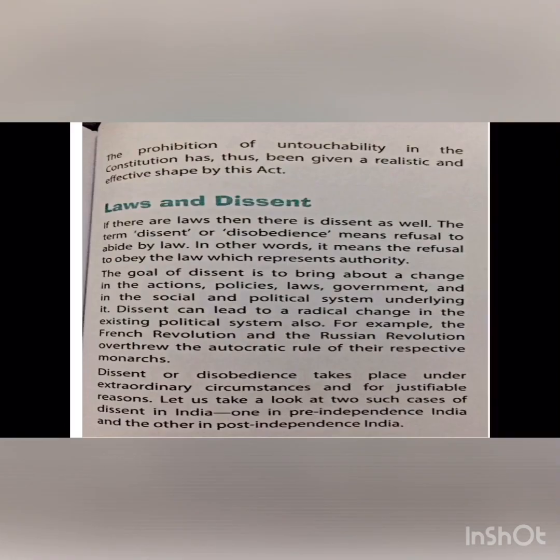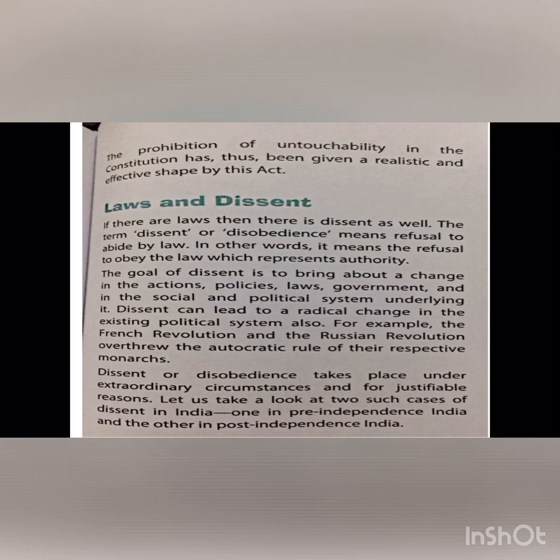Okay, now the second thing we'll discuss is laws and dissent. Dissent means when you disobey something, when you see that something needs a change, whether in a political way or a social way. Some laws are not good for society, and something has to be done about that, so we don't obey those laws. And the government has to see why the people dissented, why the people are not obeying the laws, what needs to be done to improve them, or to give them a new shape.